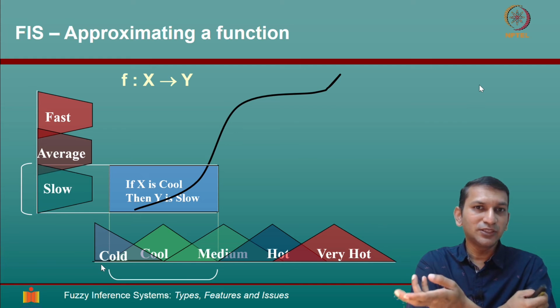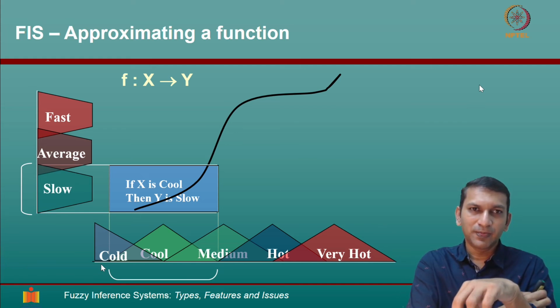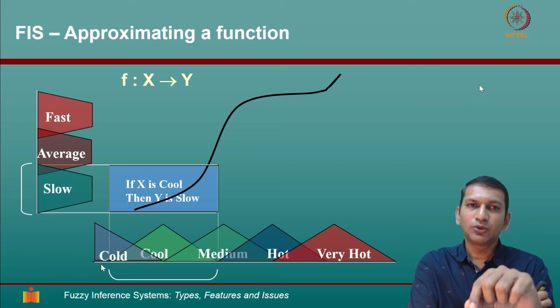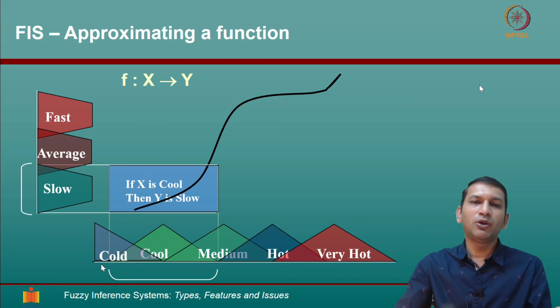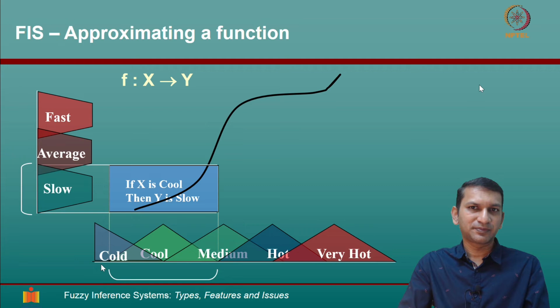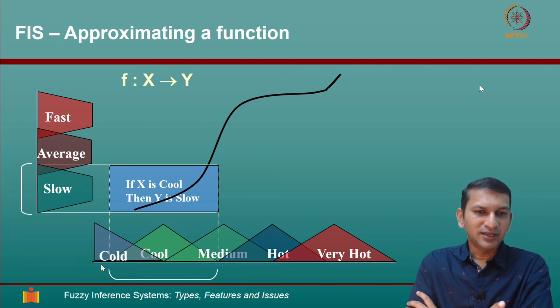Another way is: if x is cool, then y is slow. So you're insisting that if an x falls here, excites cool, that means belongs to cool, then the y somehow should belong to slow. That's what you are insisting on as a restriction, as a constraint. Now this is what a rule does. So we said an FIS covers the function with rule patches. So you see this rule is actually patching up part of the domain.